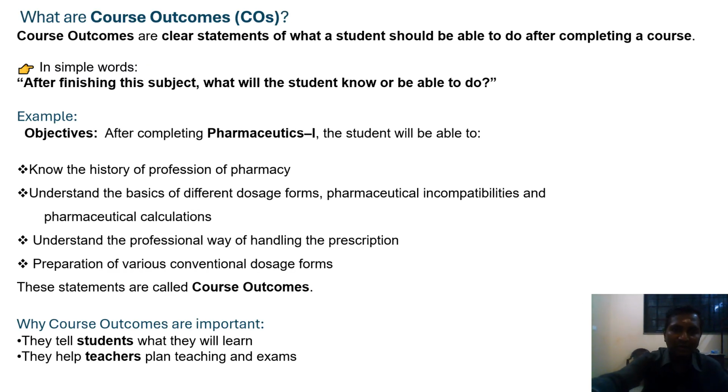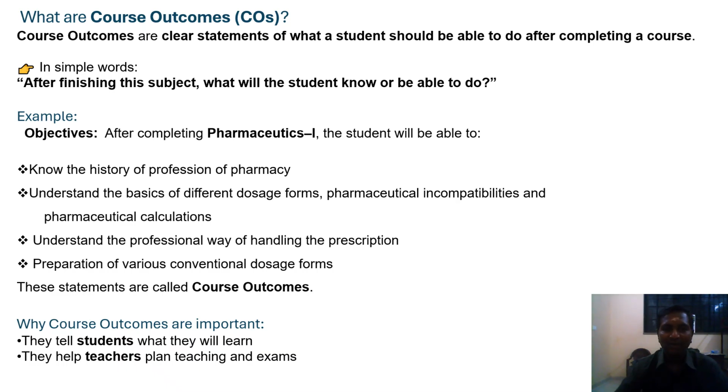Before starting the topic, let us understand the concept of course outcomes, which are commonly called COs. Course outcomes are clear statements that describe what a student should know or be able to do after completing a course. In simple words, course outcomes answer the question: after completing this subject, what knowledge or skills should a student gain?